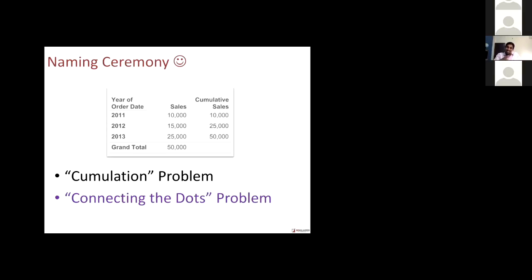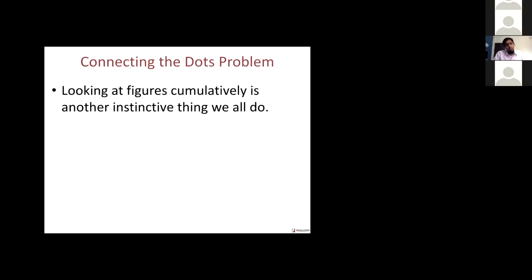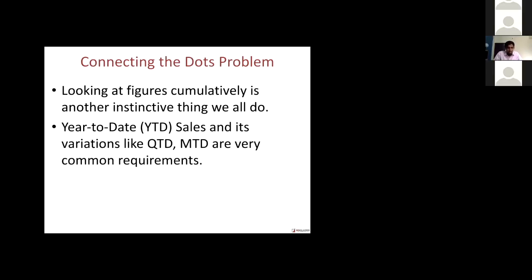So in a way, can I take the liberty to say this is a connecting the dots problem, right? We are taking, for each value, the previous values, and connecting them to arrive at a single value, really, right? So let's summarize this problem. This is the second instance. Looking at figures cumulatively is another instinctive thing we all do, right? Look at the kind of questions that are asked in business all the time: year to date sales, month to date sales, a running total of different things, cumulative expenses, cumulative budget, and all of this, right? Variations of the same thing.